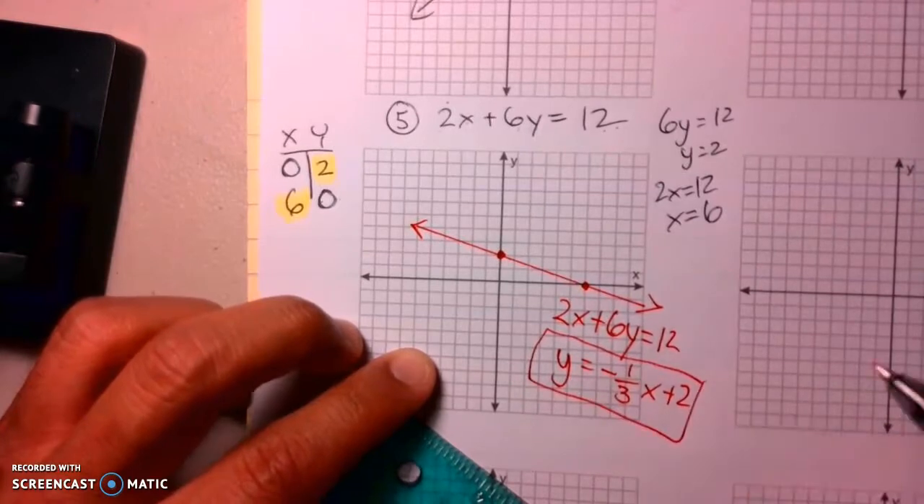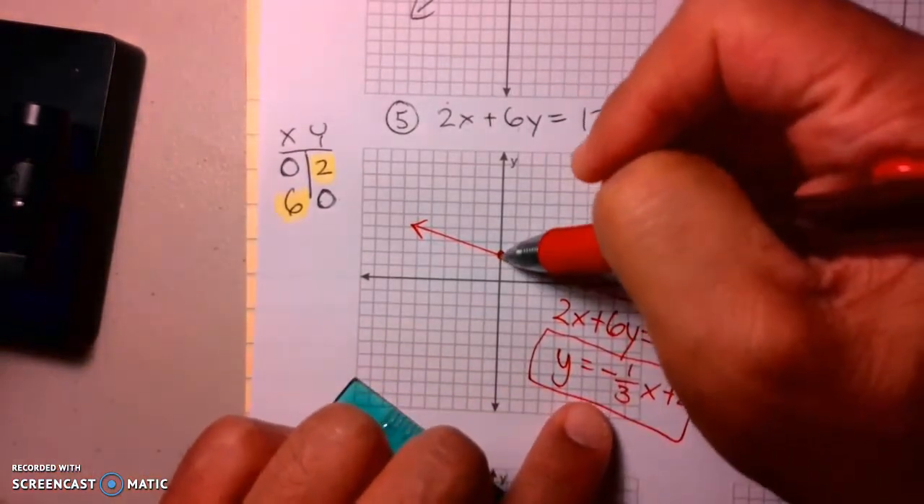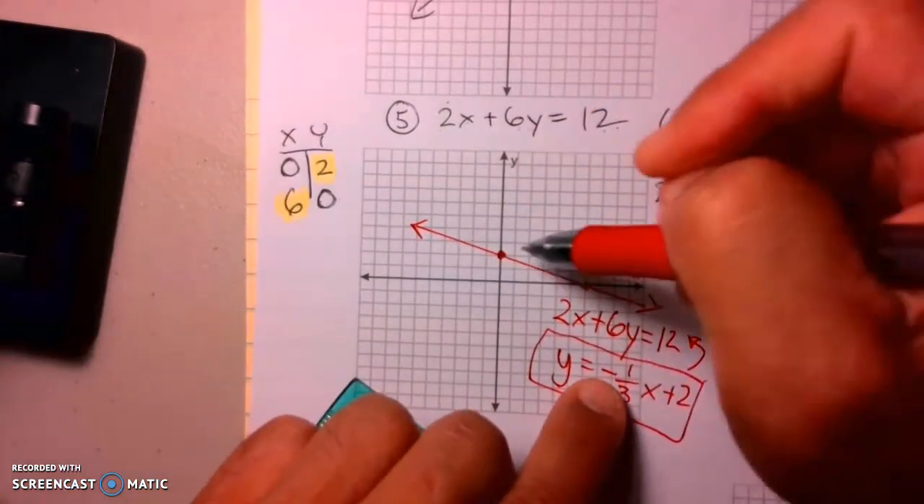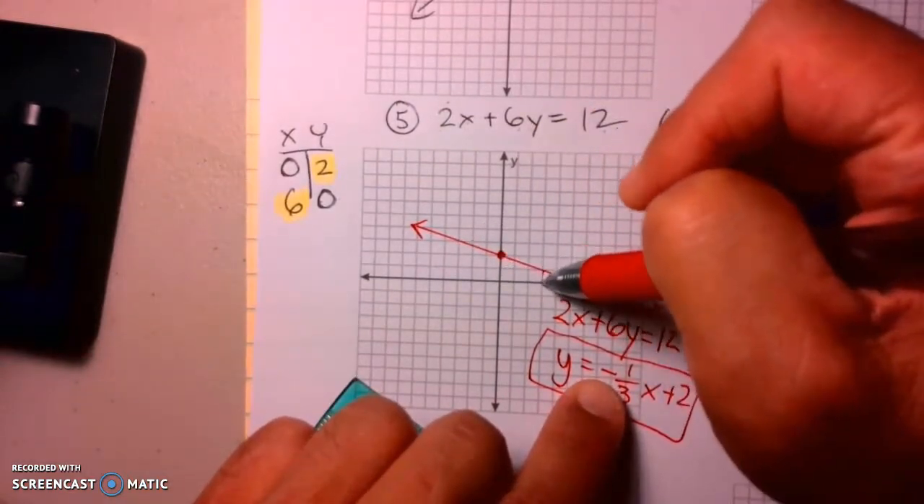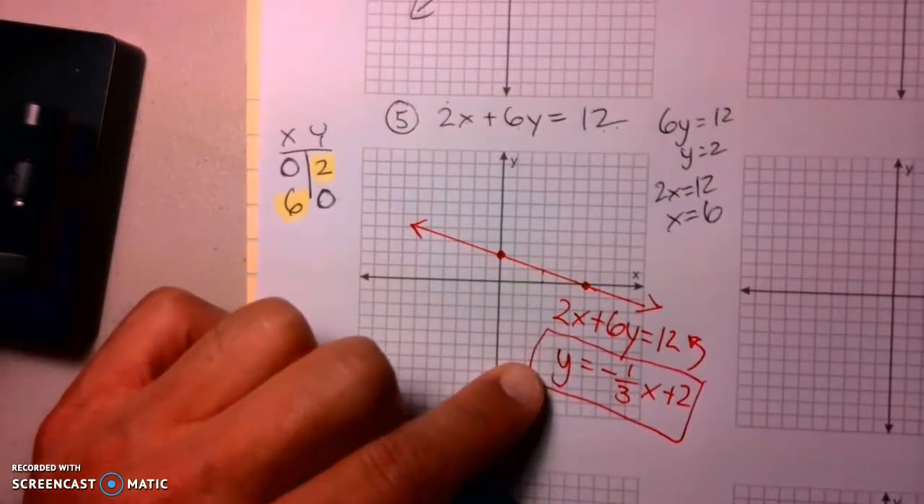This is the same exact equation as this right here, getting y by itself. It crosses here at 2. It has a negative slope of 1 over 3 across, 1 over 3 across. So standard form, slope-intercept form.